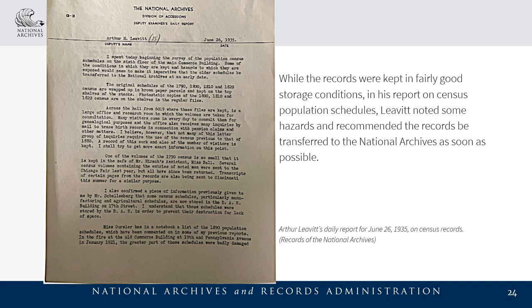The original schedules of the 1790, 1800, 1810, 18[20] census are wrapped in brown paper parcels and kept on the top shelves of the stacks. Photostatic copies of the 1800, 1810, and 1820 census are on the shelves in the regular files." He goes on, "Across the hall from 1619, where these files are kept, is a large office and research room to which the volumes are taken for consultation.